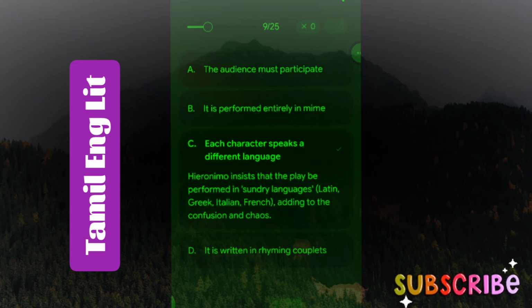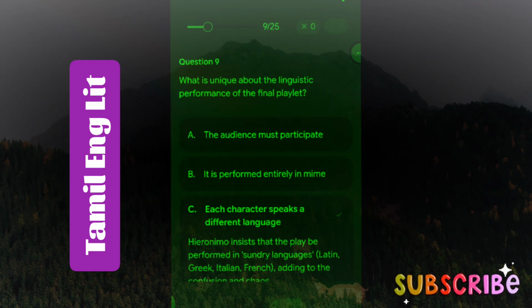Each character speaks a different language. Hieronimo insists that the play be performed in sundry languages, Latin, Greek, Italian, French, adding to the confusion and chaos.